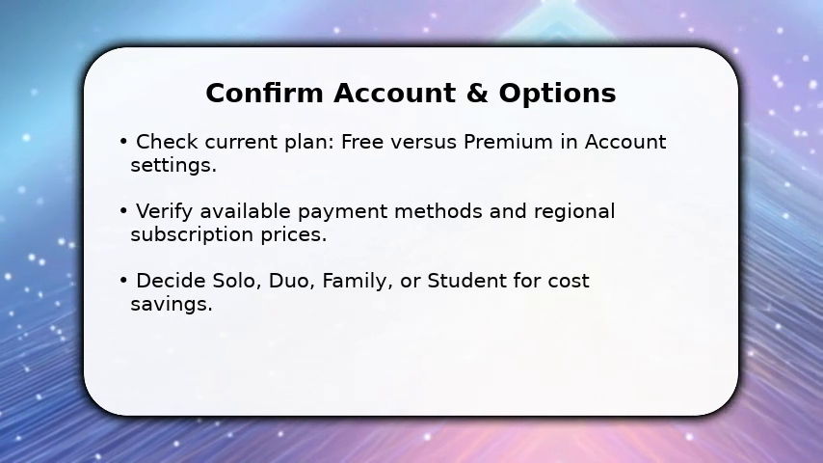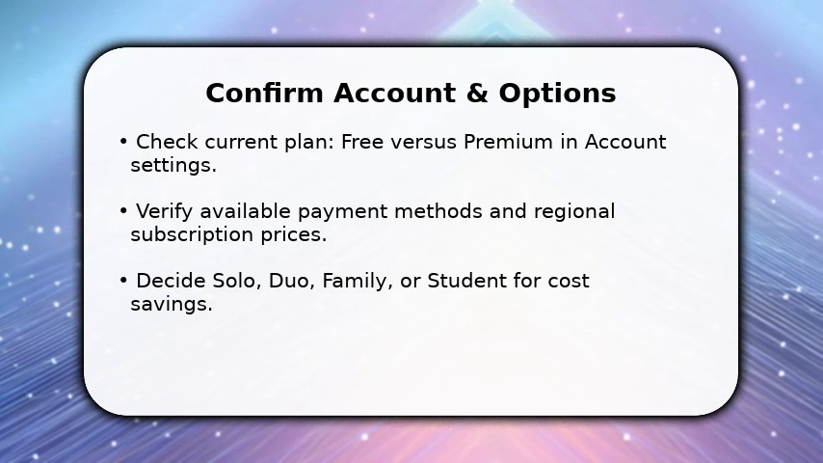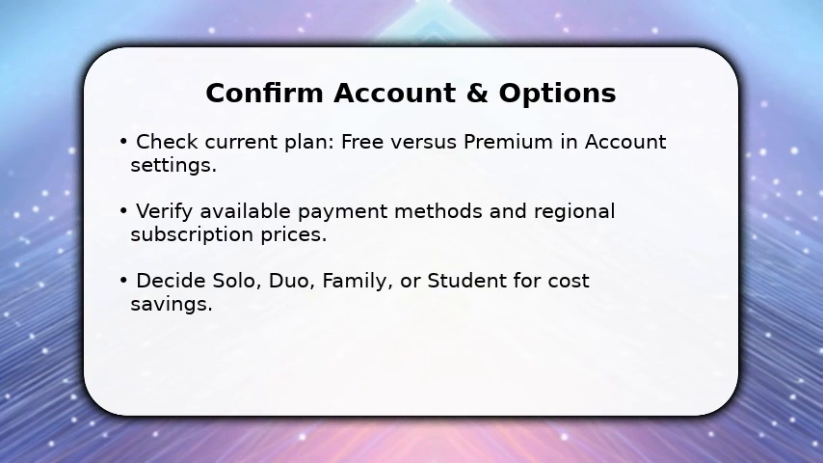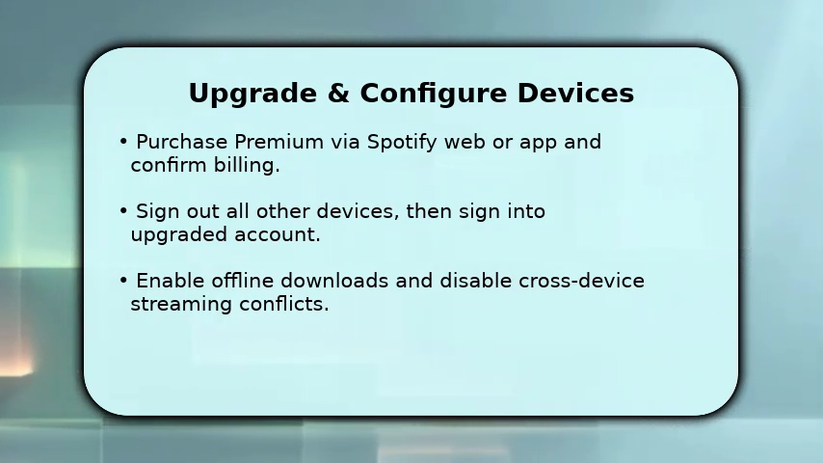Next, make sure a valid payment method is ready so the upgrade completes without interruption, and choose the plan that best fits shared device use or cost splitting. After choosing a plan, purchase premium through the Spotify web checkout or official app. Once purchased, Spotify propagates the ad-free entitlements to your account.